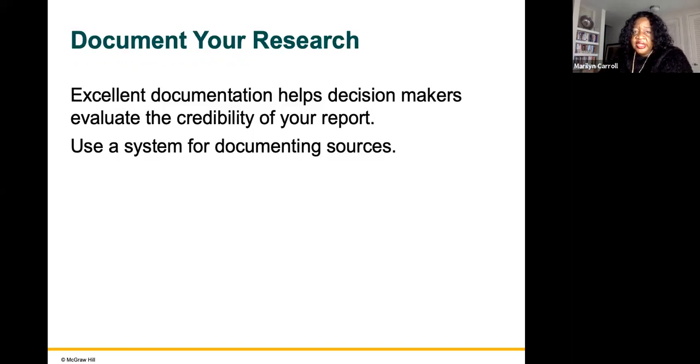Document your research. Excellent documentation helps decision makers evaluate the credibility of your report, so use a system for documenting sources. By documenting sources, you're showing that this came from a credible source, and those sources are experts we can reach back to or review the work they've done, and who's reviewed their scholarly work, in order to understand the significance of their work or the message they provided.